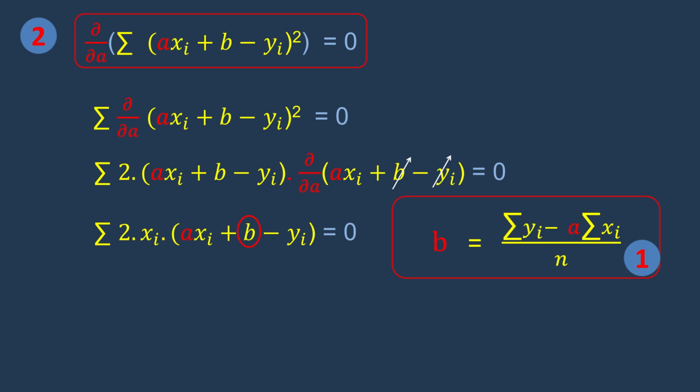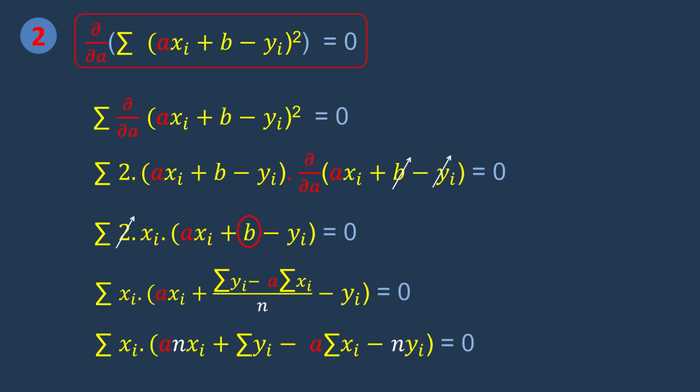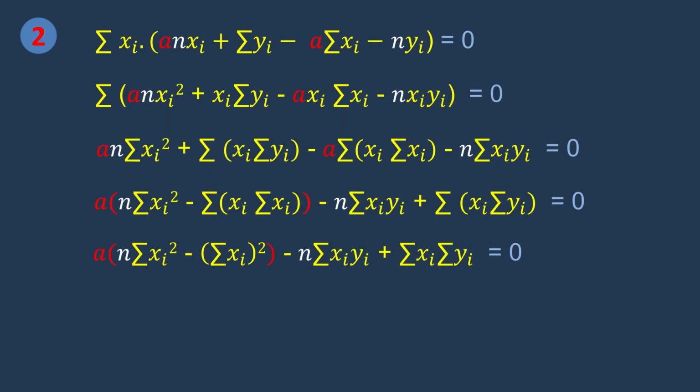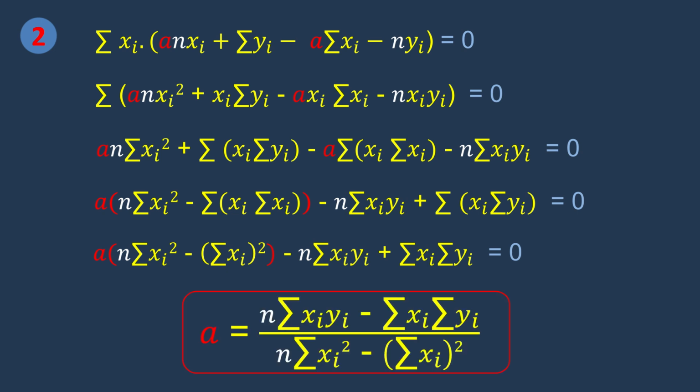Now that will become summation of 2xi multiplied by axi plus b minus yi equals 0. Well, in this equation we can substitute b, and once we substitute that and work out our values, we'll get the value of a to be n into summation of xi yi minus summation of xi into summation of yi over n into summation of xi square minus summation of xi whole square.